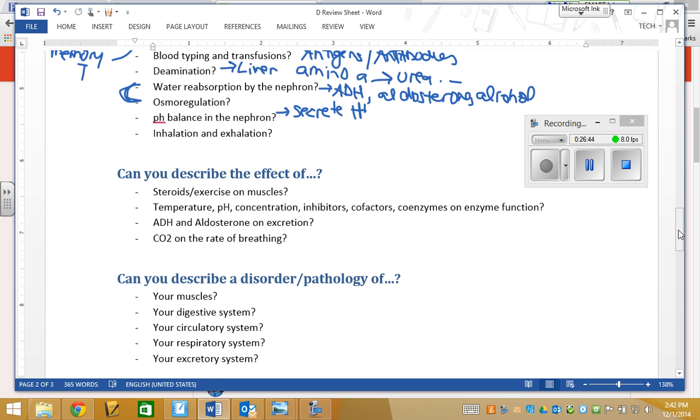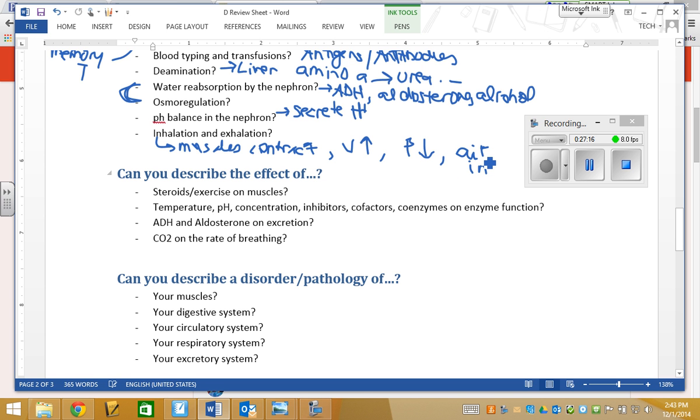So the last few things are asking about inhalation and exhalation. I'll do inhalation, and then I want to remind you that exhalation would be the exact opposite. When you inhale, your muscles contract. This is interesting. Your muscles contract. When your muscles contract, that makes your thoracic volume go up, the pressure in your lungs go down, and air can then come in. In exhalation, it's the opposite. Muscles relax, volume goes down, pressure goes up, air goes out.